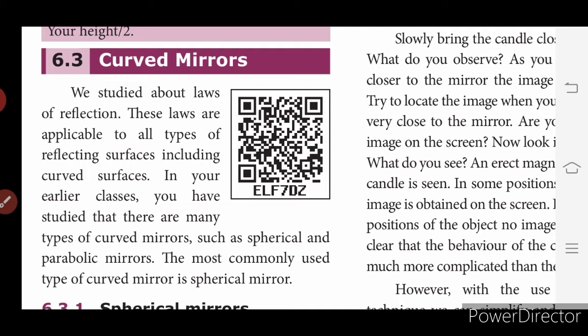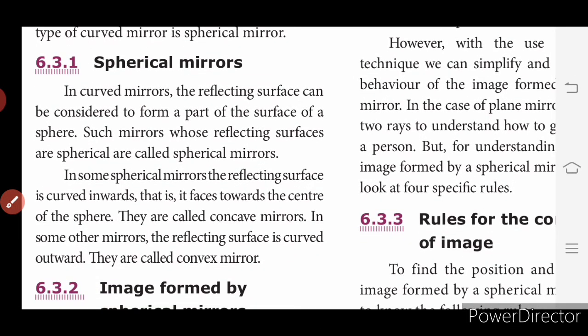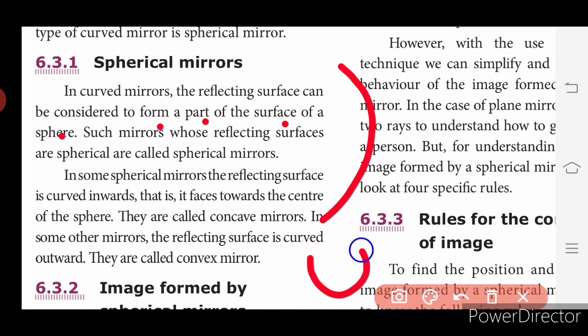The most commonly used type of curved mirror is the spherical mirror. So what are spherical mirrors? In curved mirrors, the reflecting surface can be considered to form a part of the surface of a sphere, like this. A part of the sphere, like half of the circle. This is called a spherical mirror.